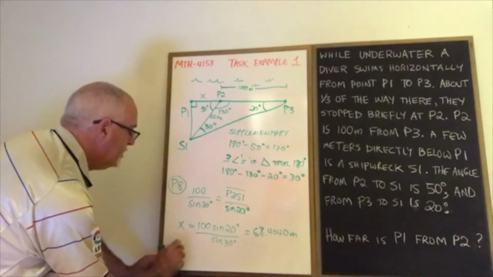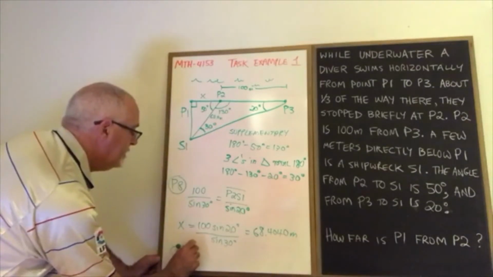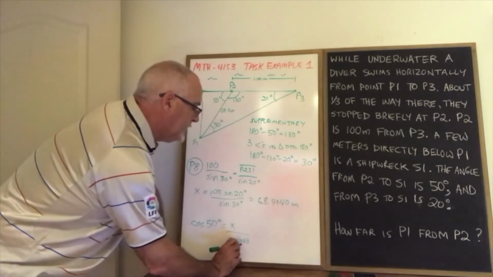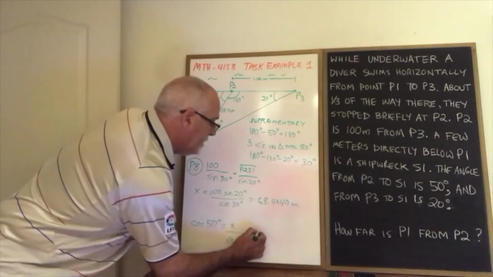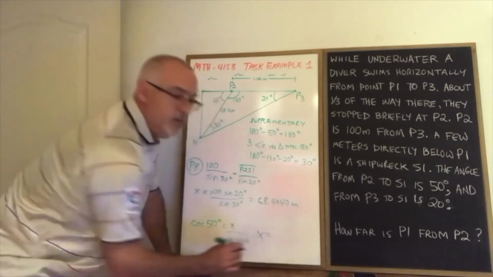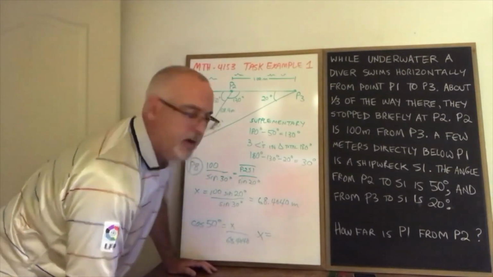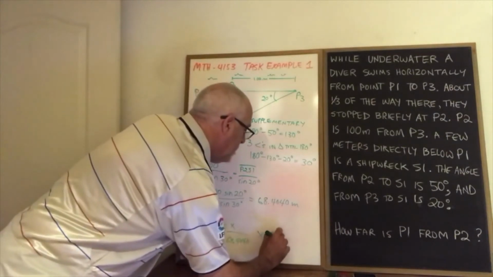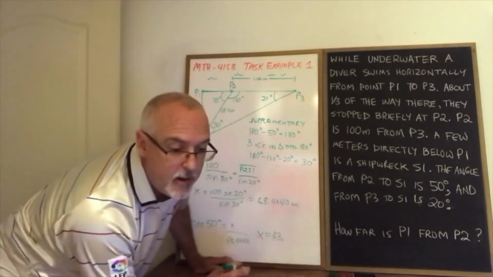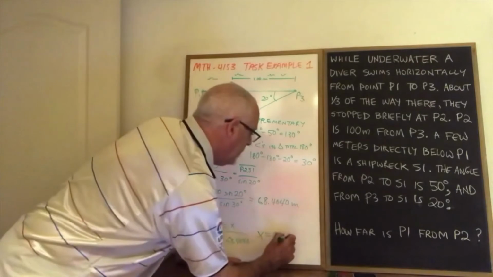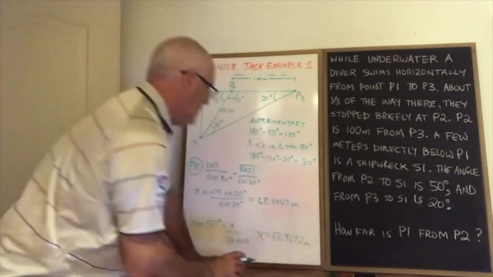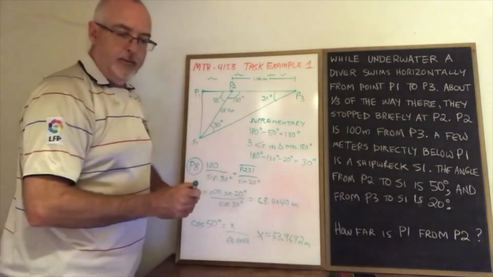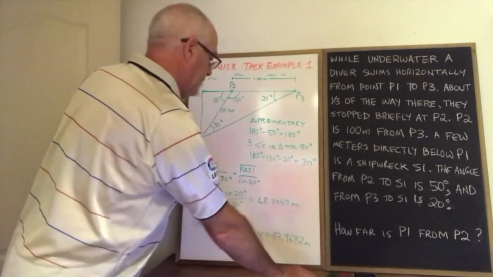So, cos of 50 degrees equals x over 68.4040. X will end up being equal to 43.9692 meters. And I have finished answering my question.